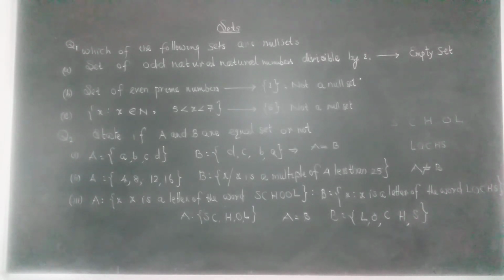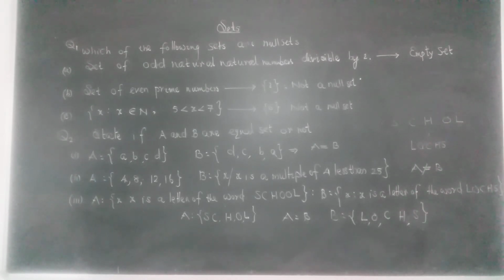If it is clear, number 3. A is equal to the set of X such that X is a letter of the word SCHOOL, S-C-H-O-O-L, and B is a set of X such that X is a letter of the word L-O-C-H-S. Now, what do you say about A and B? Here again, the elements are not clear, so I need to find the elements of A.